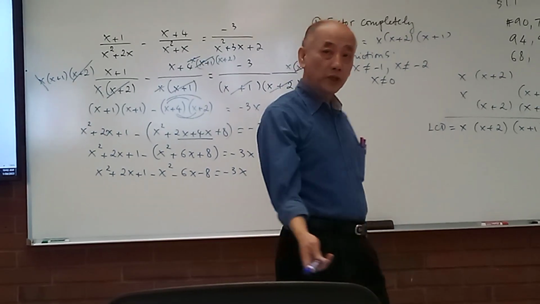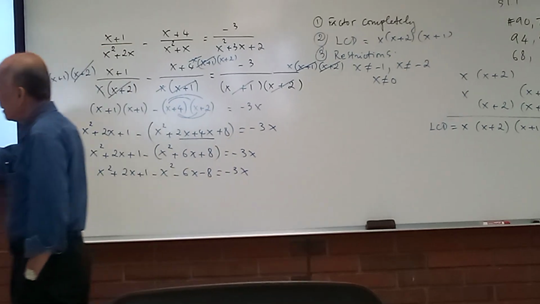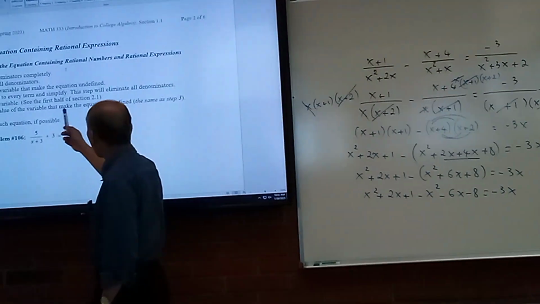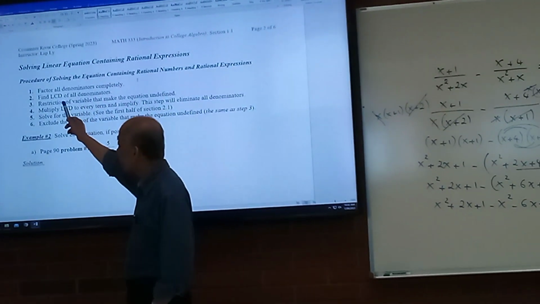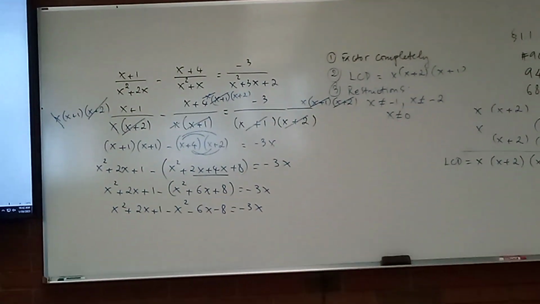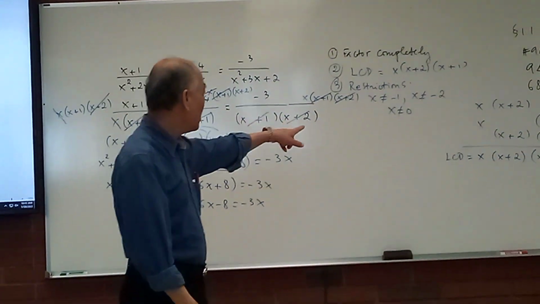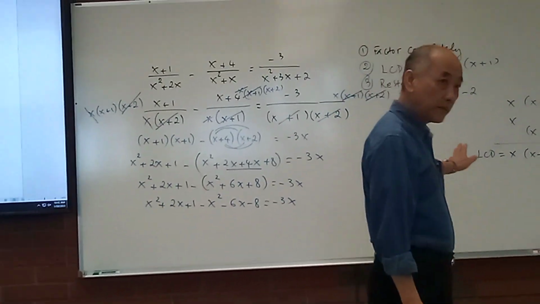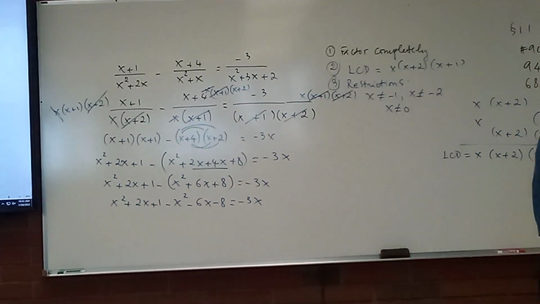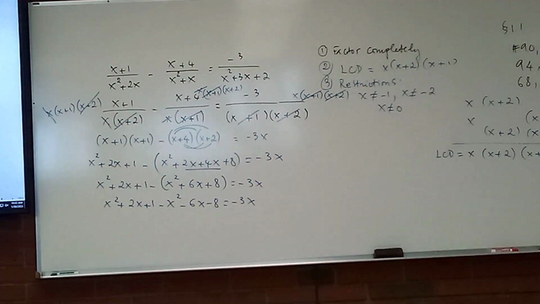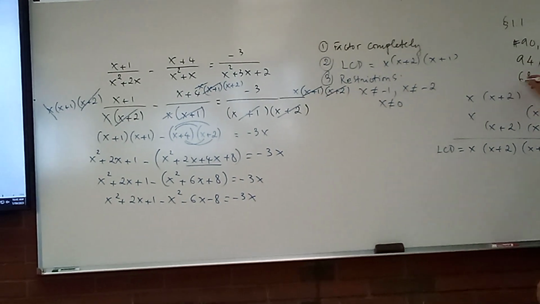And the last step, you need to check the restriction. Exclude the values of the variable that make the equation undefined; we just go back to the restriction. So whenever you have x equal to 0, or x equal to negative 1, x equal to negative 2, you just cross that out because that's the restriction. Okay, that's 874.